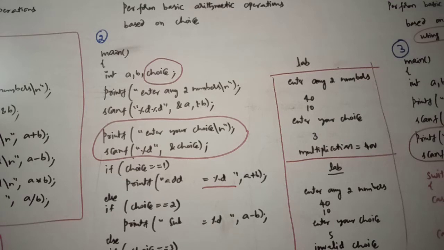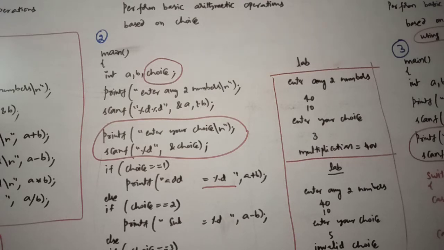If choice is equal to 1, add A plus B. If choice is equal to 2, A minus B. If choice is equal to 3, A multiplied by B. If choice is equal to 4, A by B, otherwise invalid choice. If else if ladder.